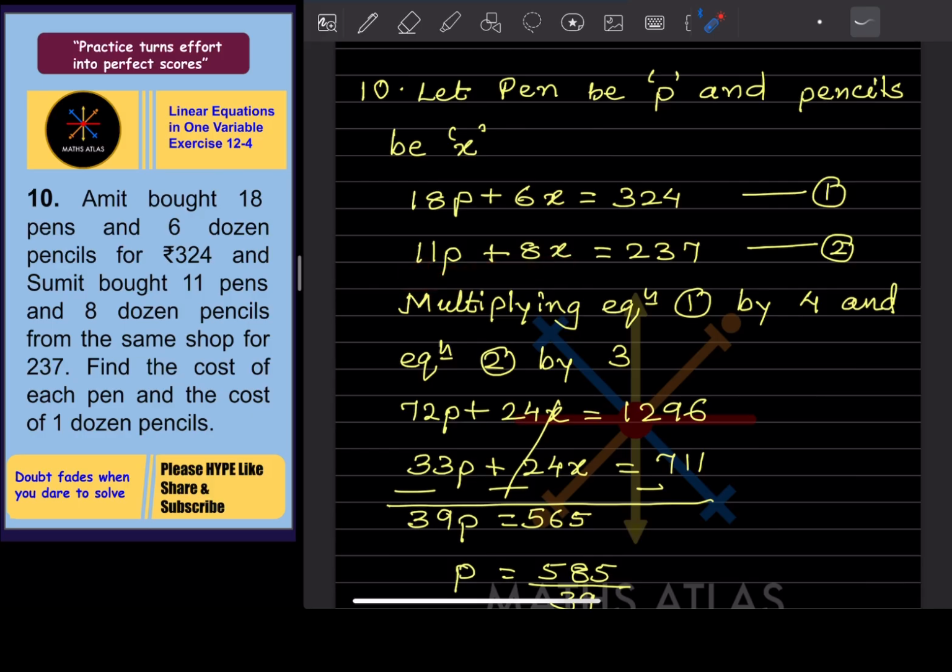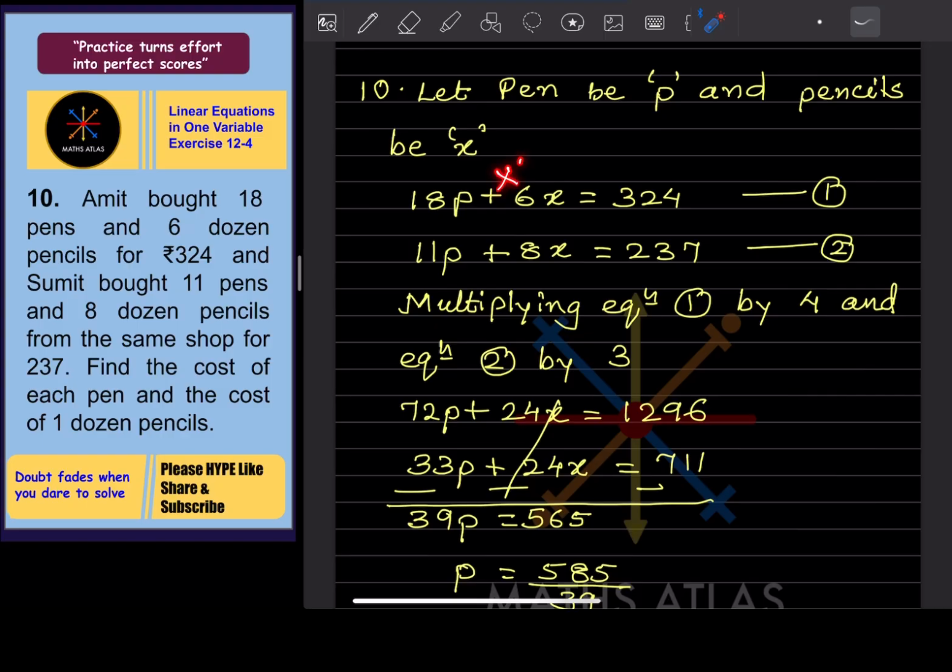So here we can directly, because now this is a big number, we can cancel out anything because they said the cost of each pen and 1 dozen pencils. So now we can see this is a smaller number. So here we can do it. Now this is 6 and this is 8. So either we can eliminate this or this one. But now this is a smaller number. So we can take the LCM of 6 and 8, which is going to be 24.